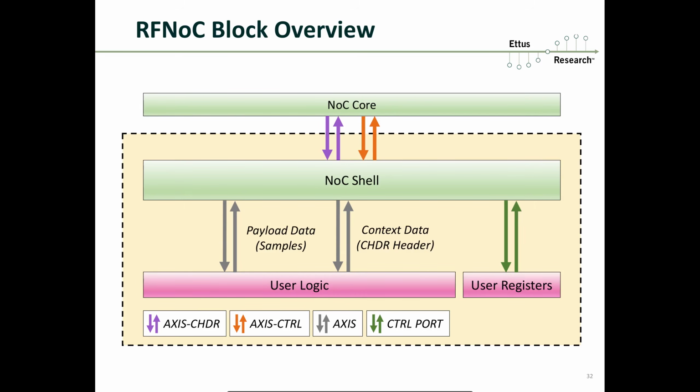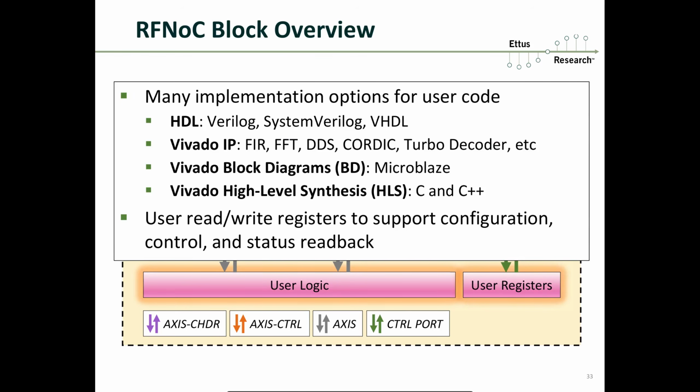And I showed in Noc shell we have this payload data, AXI stream bus that's coming out in the context, and payload has samples on it. Context has at least cheddar header, maybe timestamp, maybe metadata. So next, below that, we have our user logic and user registers.